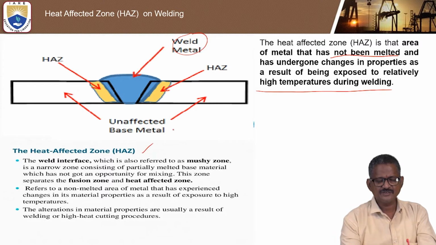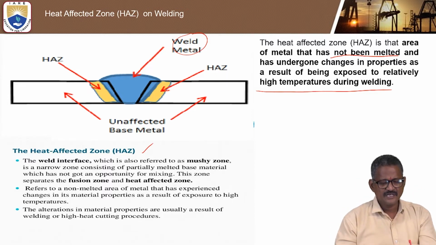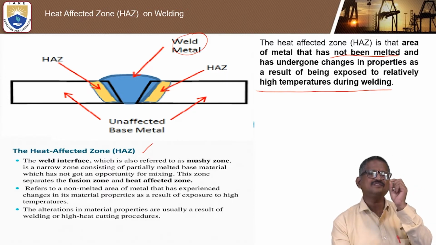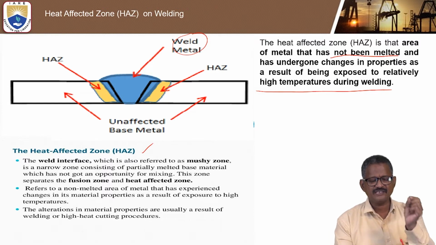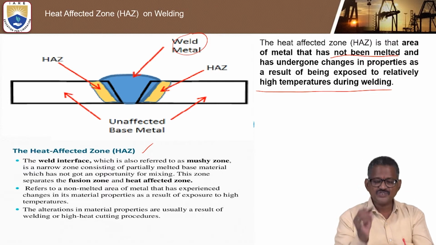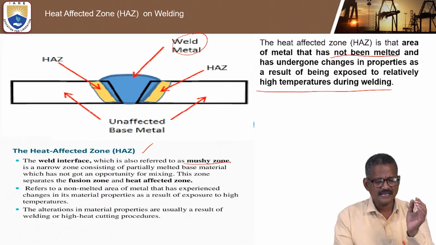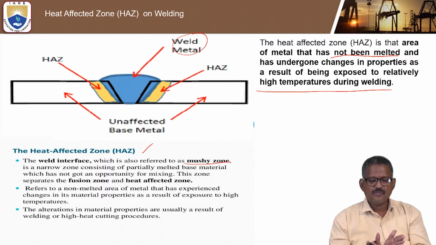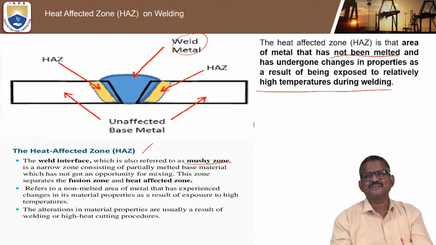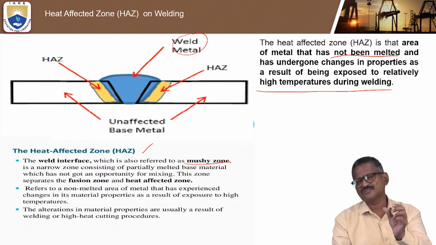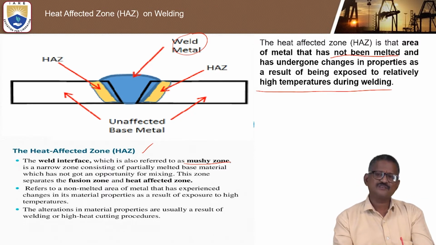In this heat affected zone, you should understand three major important points. The first point is the weld interface. The weld interface is the difference between the unaffected zone and the weld metal, which is also referred to as the mushy zone. It is a narrow zone consisting of partially melted base material. Sometimes it is only partly melted, and the remainder is unmelted. So when you test it for microstructure, some parts show good strength, and some parts of the metal will be very poor.